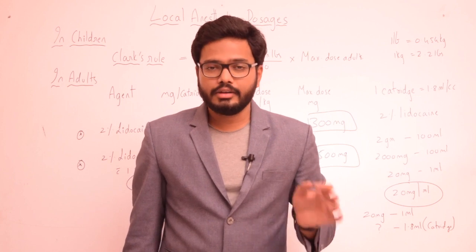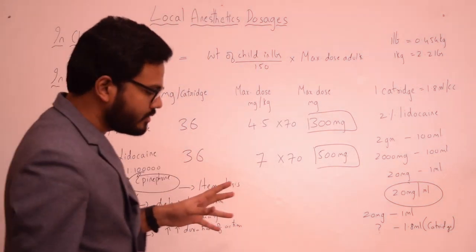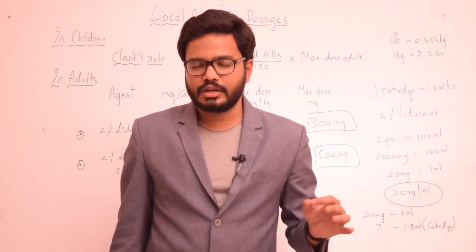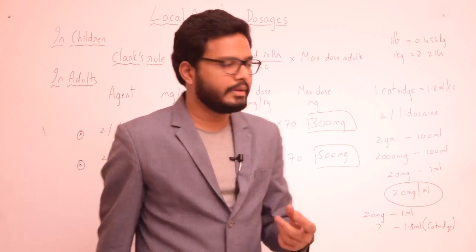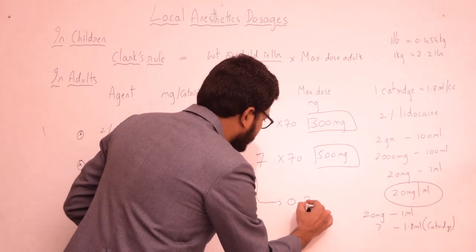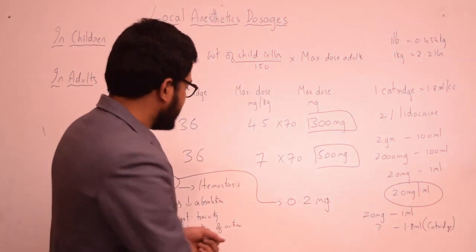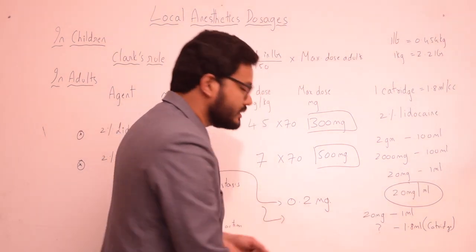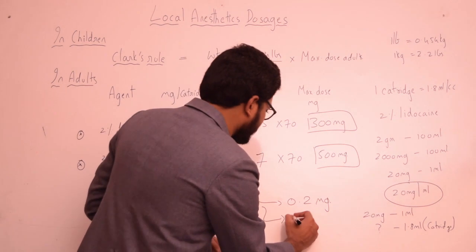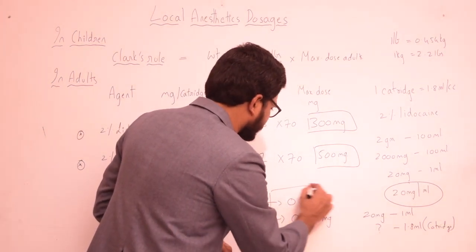So 500 milligrams is the maximum amount of lignocaine along with epinephrine that can be given to a normal adult, right? And another important point here is epinephrine: in a normal case scenario, the safest amount of epinephrine or vasoconstrictor that can be given to a normal patient is 0.2 milligrams, right? Whereas in case of cardiac patients, the safest amount is 0.04 milligrams. Just keep these values in mind.